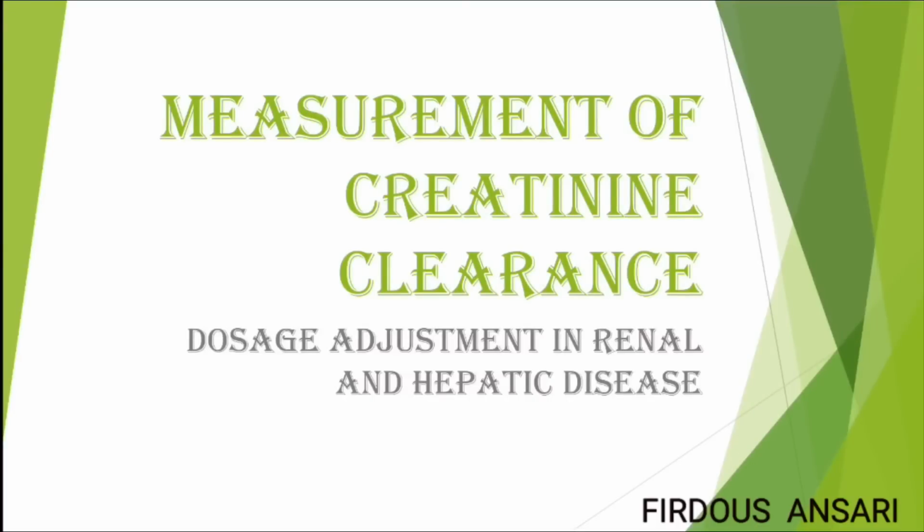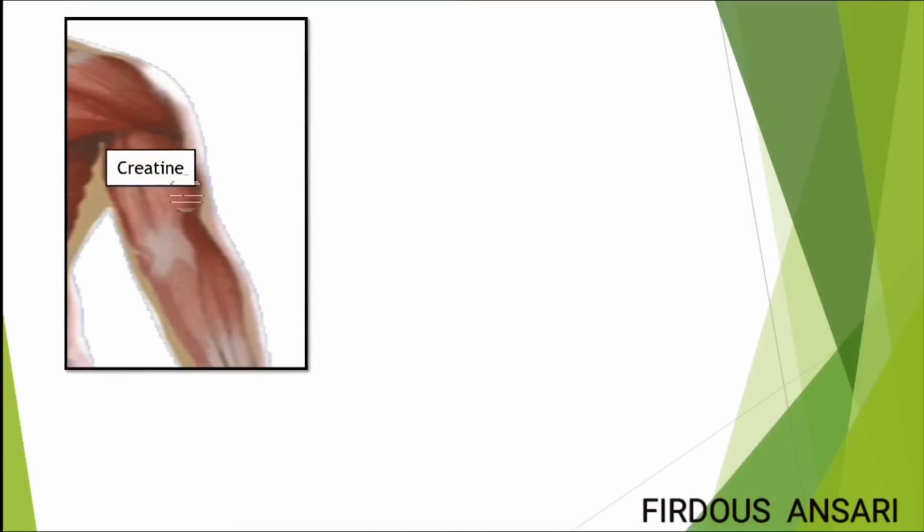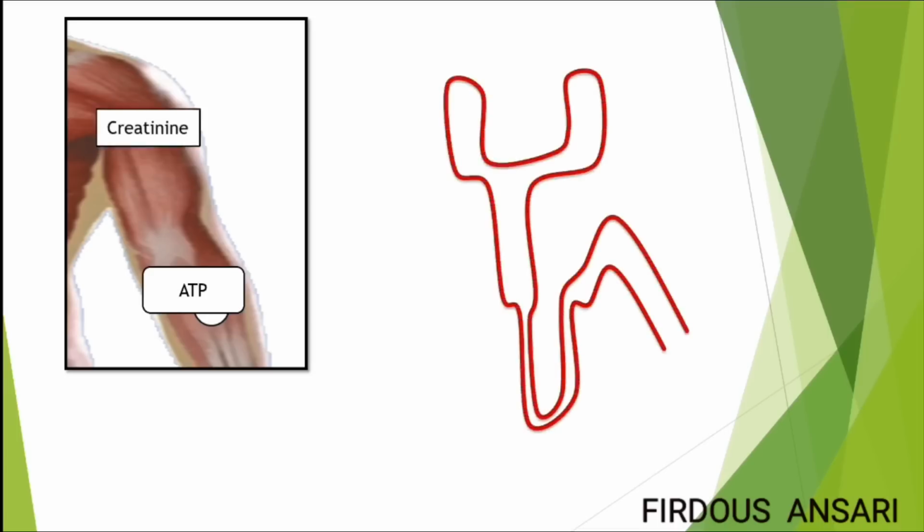In this video we will be discussing the measurement of creatinine clearance. Creatinine is an endogenous substance formed from creatine phosphate. During muscle metabolism, adenosine diphosphate takes up the phosphate group from creatine phosphate and gets converted into adenosine triphosphate. Creatine, after losing the phosphate group, gets converted into creatinine, which is normally filtered via glomerular filtration and thereby excreted out of our body.